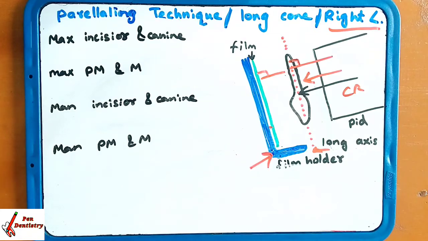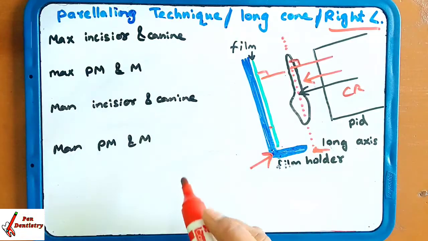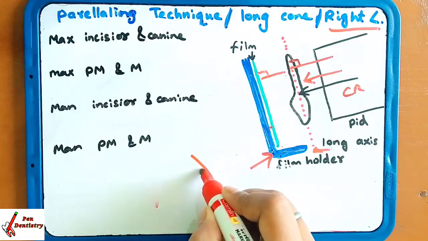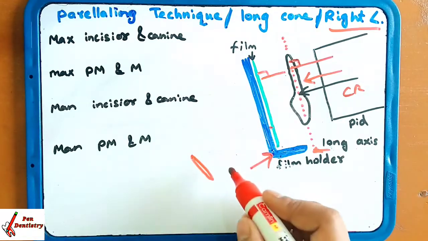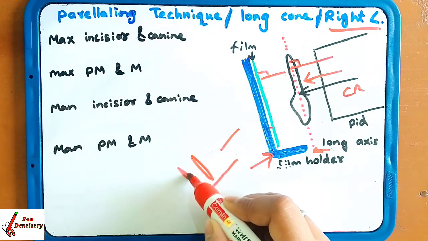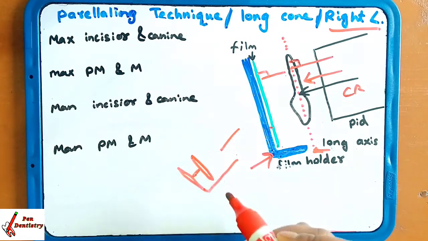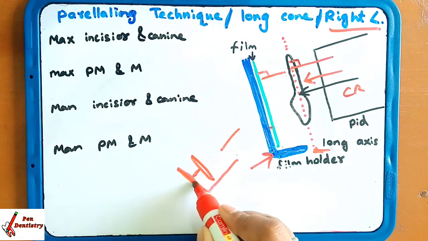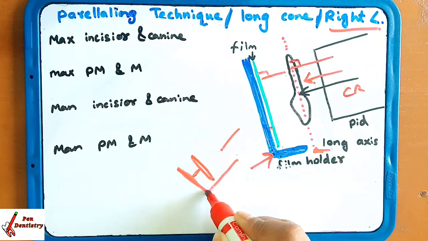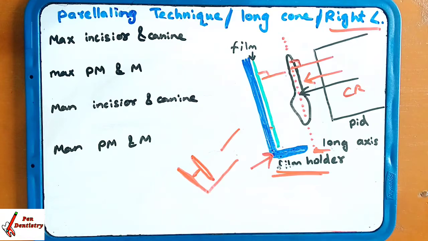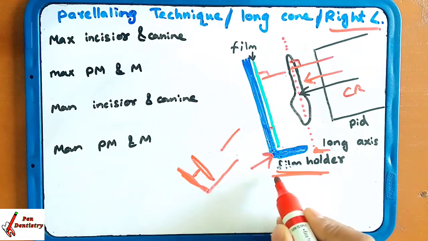In the radiograph of maxillary incisor and canine, the position of the film should be parallel. If this is the mouth and the tooth is at this position, you are going to place the film like this, a little bit away from the tooth, and it should be parallel. In the parallel technique, the film holder must be used. You can't take the radiograph without the film holder.